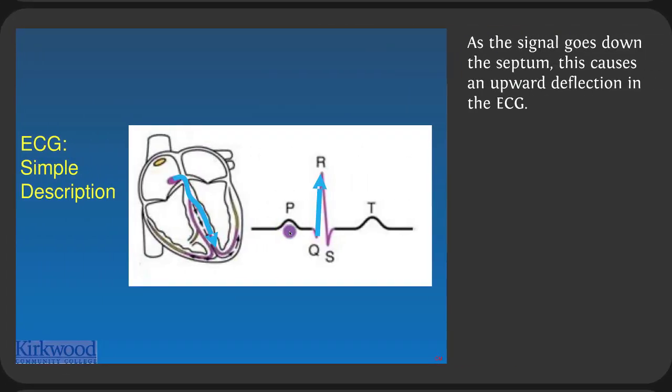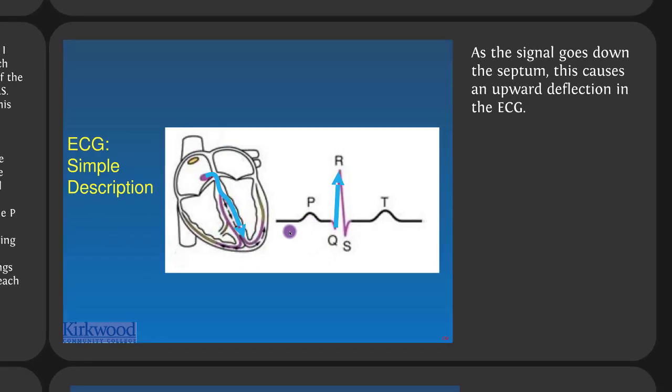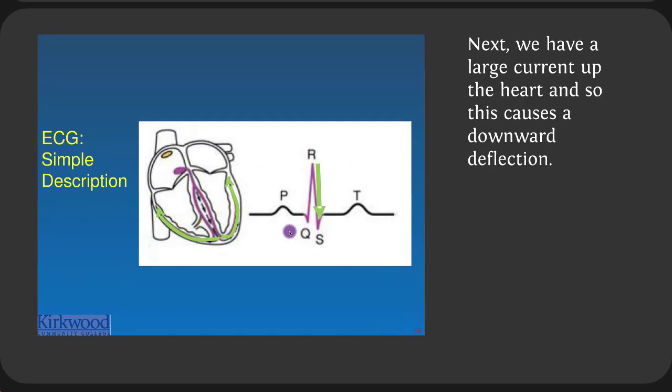As the signal goes down the septum, this causes an upward deflection on the EKG. Now we have a large current up the heart, and so this causes a downward deflection.